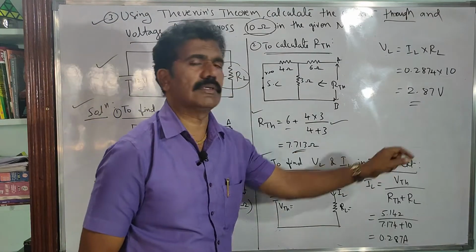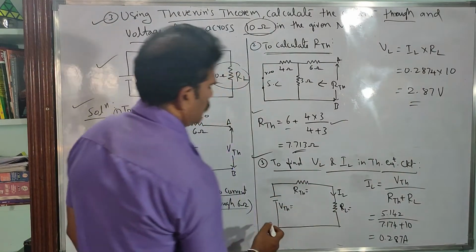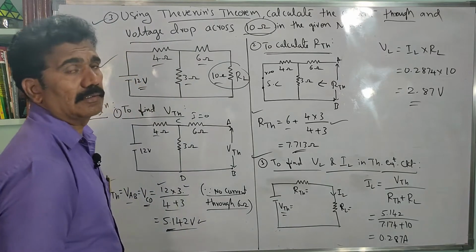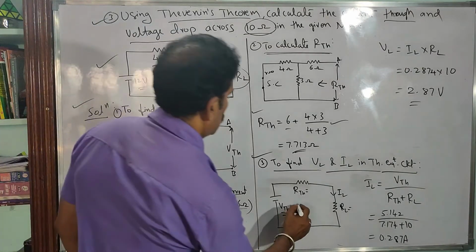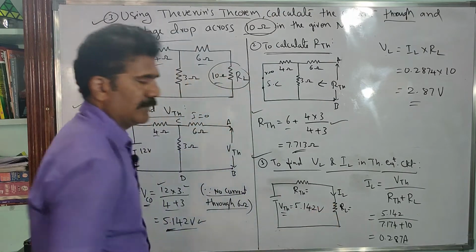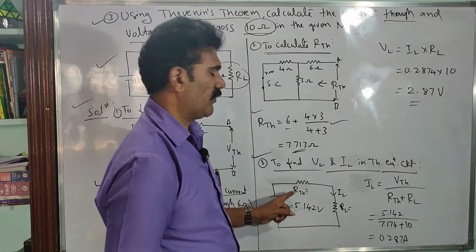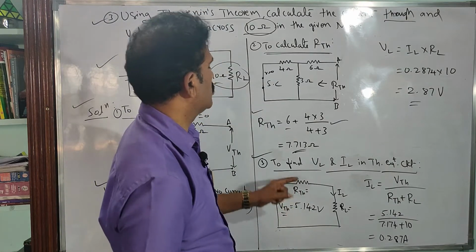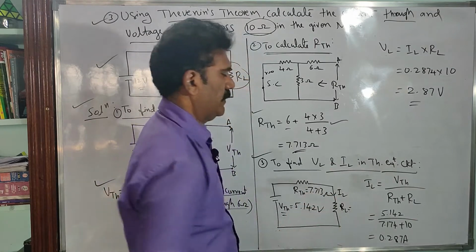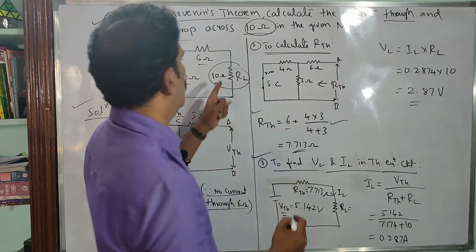In the Thevenin's equivalent circuit, that means you have to design the Thevenin's equivalent circuit now. So this is the Thevenin's equivalent voltage source. How much it is was already calculated, right? That is equal to 5.142 volts. RTH in series, isn't it? So that is the equivalent simplified Thevenin circuit. RTH value is calculated already, 7.713 ohms. Okay. Then across the terminals A and B, load RL was removed.